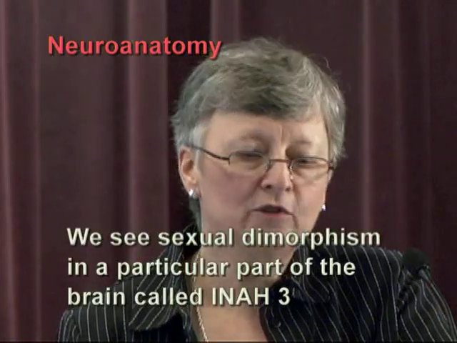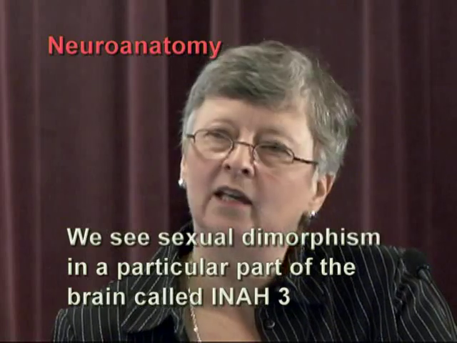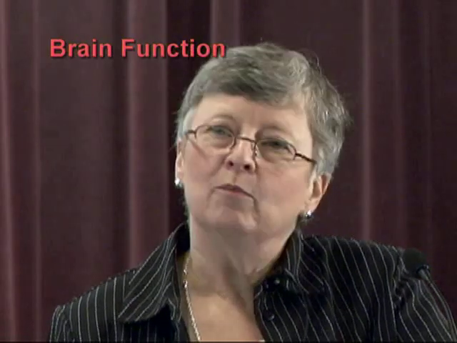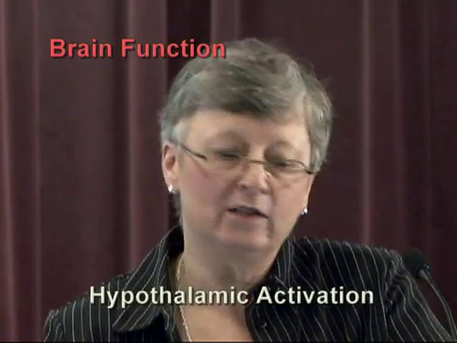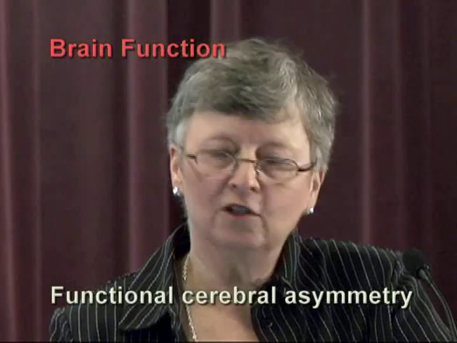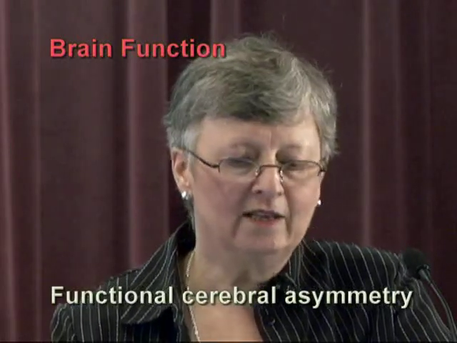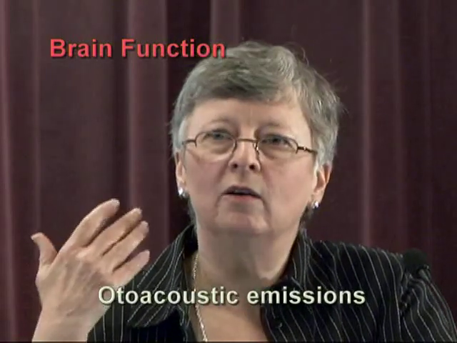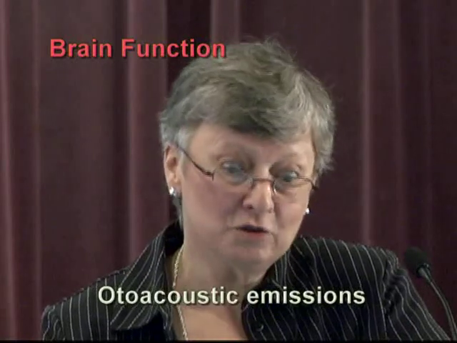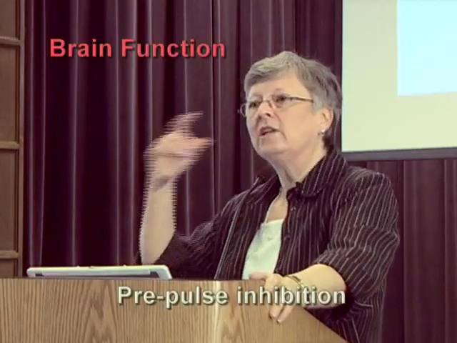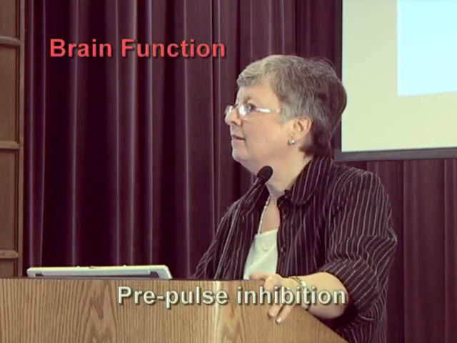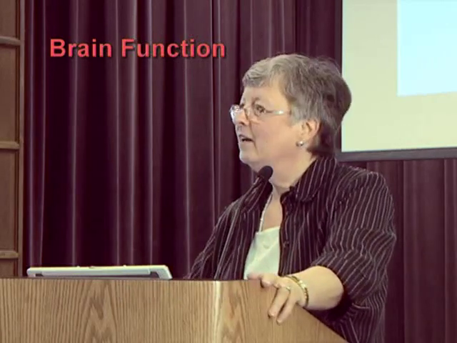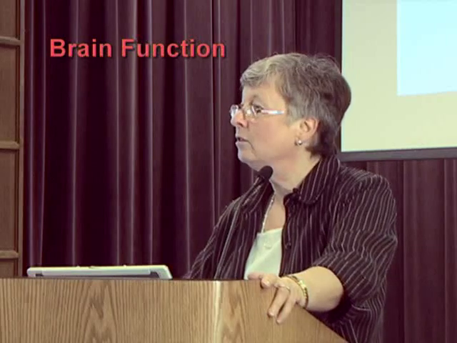Neuroanatomy. We see sexual dimorphism in a particular part of the brain called INAH3. Brain function. There are differences. There are differences in hypothalamic activation. There are differences in functional cerebral asymmetry. There are differences in the way we hear, in otoacoustic emissions that are emissions from our inner ear. Females are different from males. Prepulse inhibition has to do with the way you blink your eye. That is a characteristic that you can measure that's different.